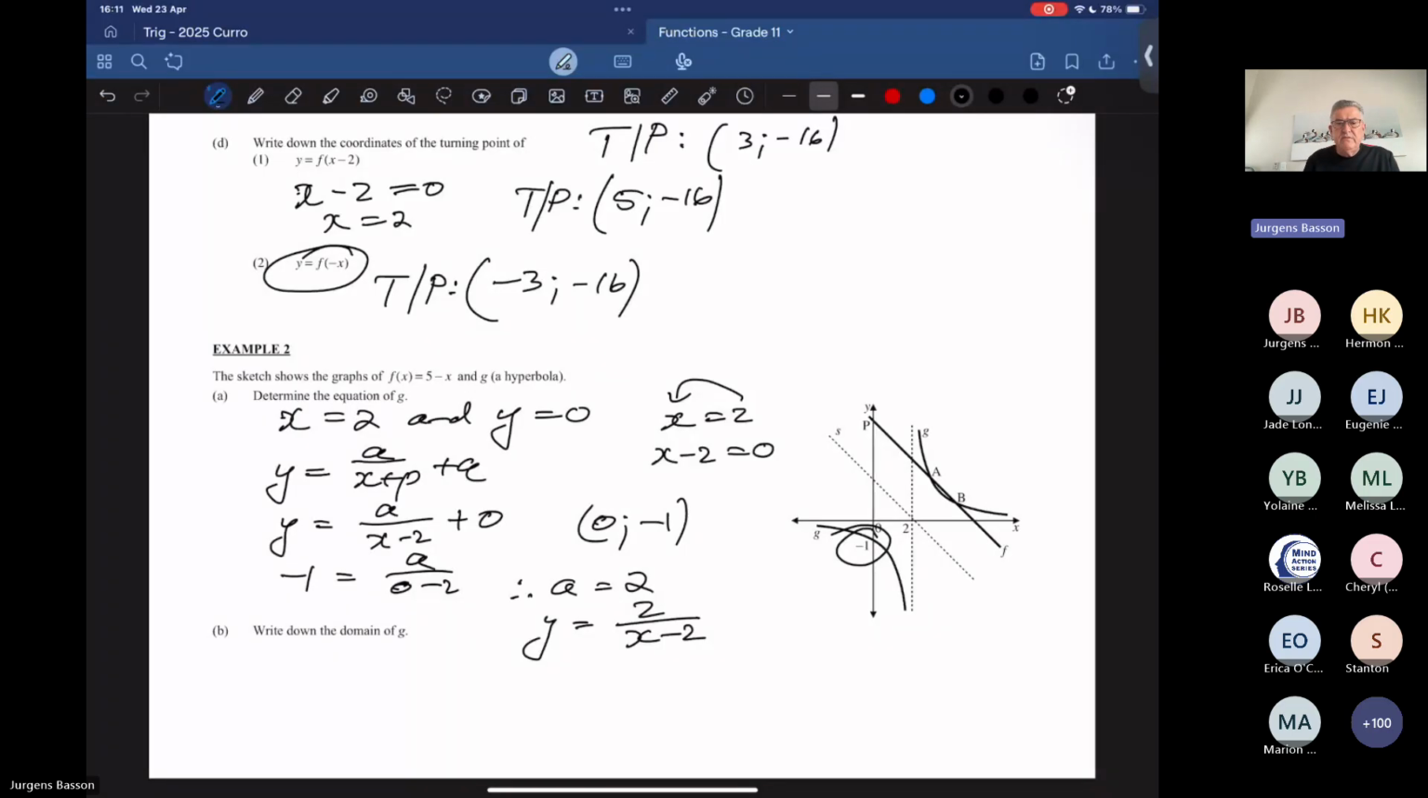The domain and range of a hyperbola are always real numbers, excluding the asymptote. So for the domain of G, we say x is an element of real numbers, but x can't be 2, because if x is equal to 2, it gives us a 0 denominator. So we exclude the 2 of the asymptote.